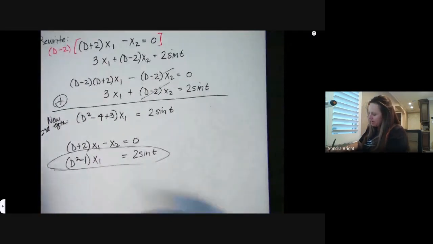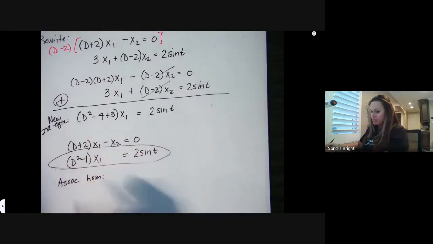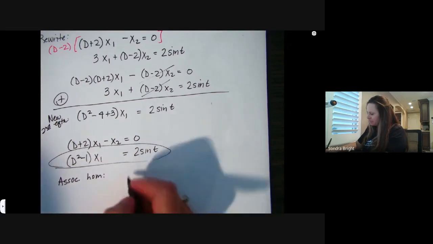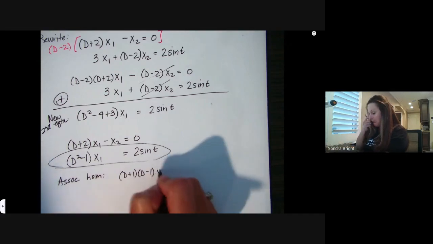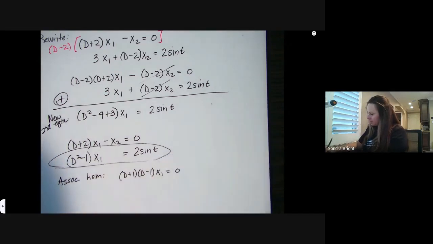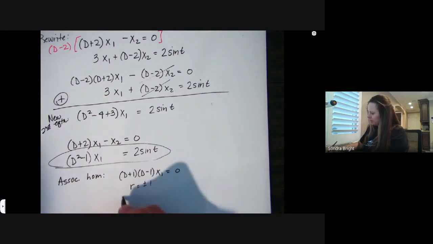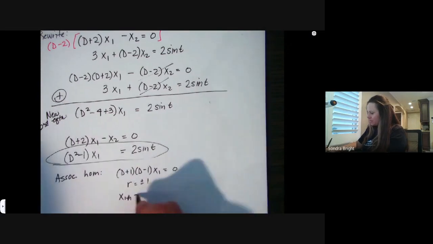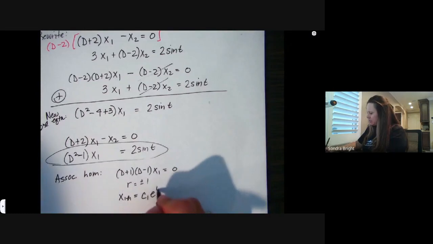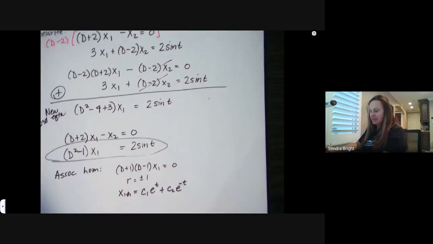Now, our associated homogeneous for this second equation here would have been that D plus 1 times D minus 1 on x1 equals 0. So your r is plus and minus 1, which means that your homogeneous for x1 here would be c1 e to the 1 times t plus c2 e to the negative 1 times t. So there's your homogeneous. We now need to find the annihilator of 2 sine of t.